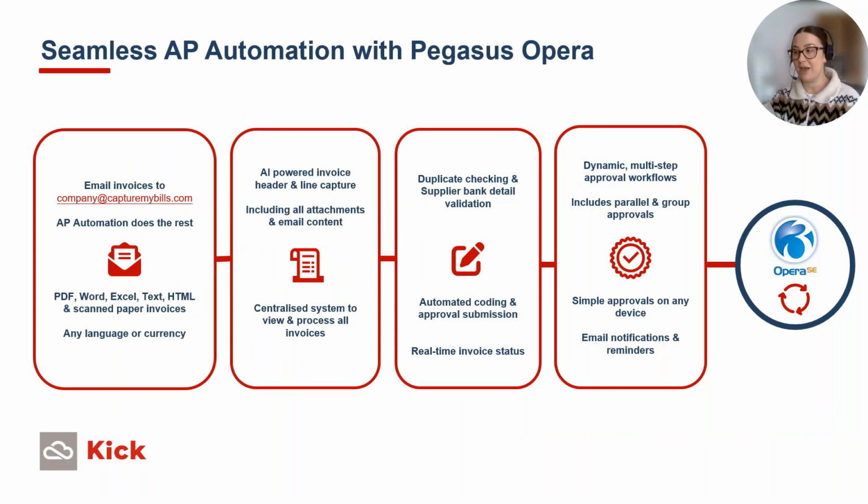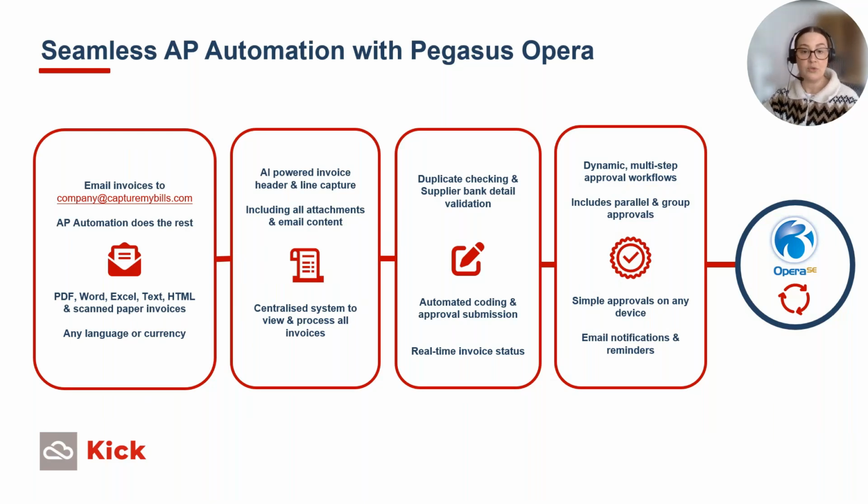Okay, so I'll start with a bit of a refresher for those of you that have seen this before, or an introduction for those that haven't, about how the AP automation solution works alongside Pegasus Opera. So the goal of AP automation is really to resolve the key challenges that you may be experiencing with a traditional manual accounts payable process. So that might be keying in invoice data, time-consuming coding, the pain of reconciling invoices against orders if those are being raised, and then also chasing invoices for approval.